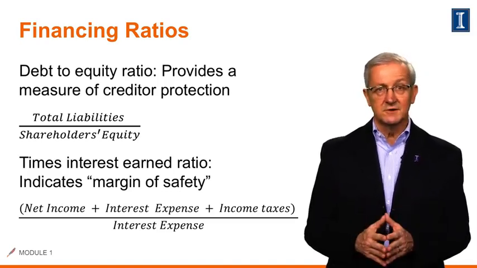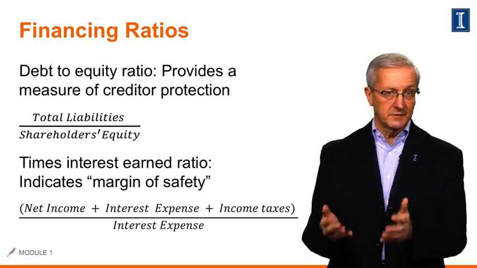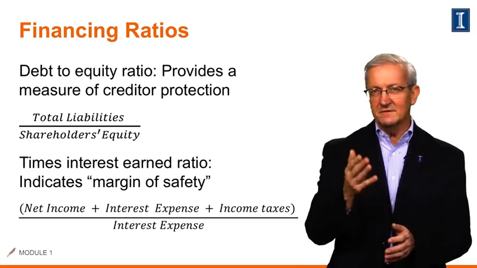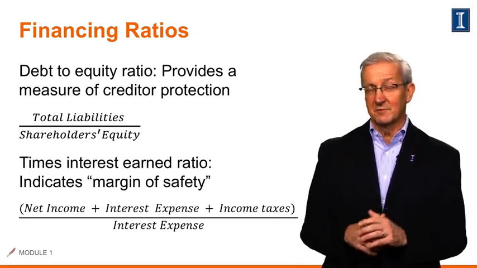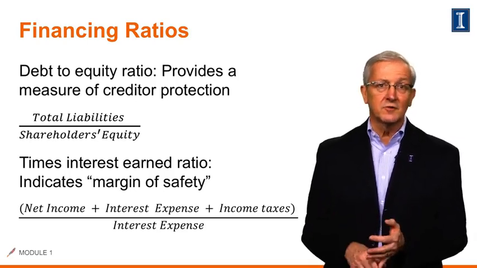The TIE ratio is net income plus our interest expense plus our income taxes, divided by the interest expense. Please note that the numerator can also be expressed by a more common financial term called EBIT, which stands for earnings before interest and taxes.